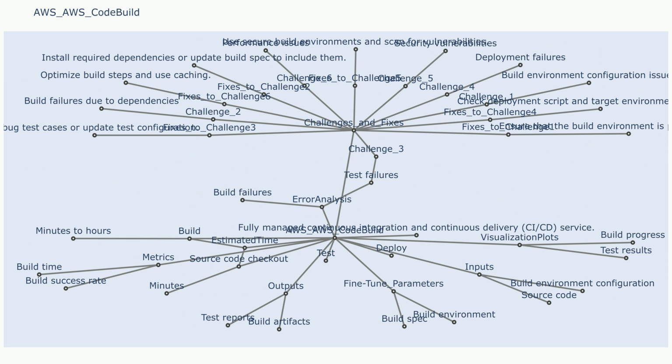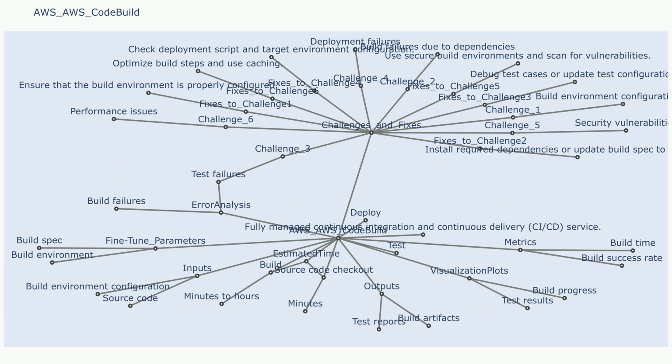Internet connectivity. Purpose: for downloading dependencies, accessing external resources, and uploading build artifacts. Explanation: CodeBuild needs internet connectivity to perform actions like downloading dependencies from package managers, accessing external APIs, and uploading build artifacts to storage services.